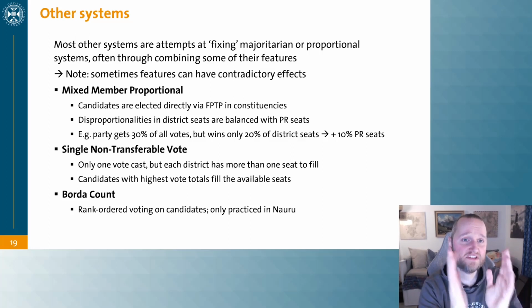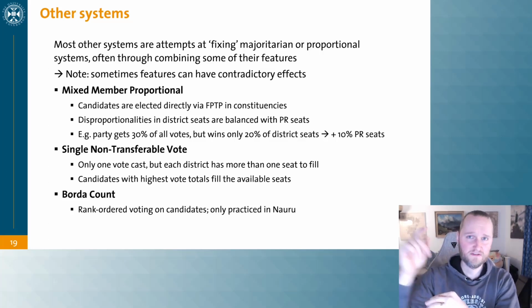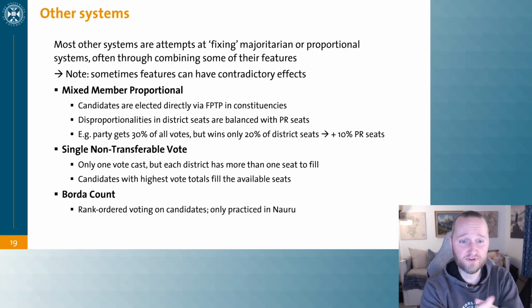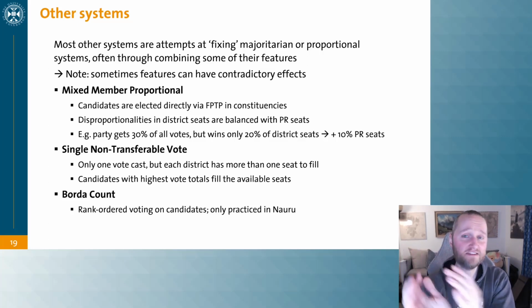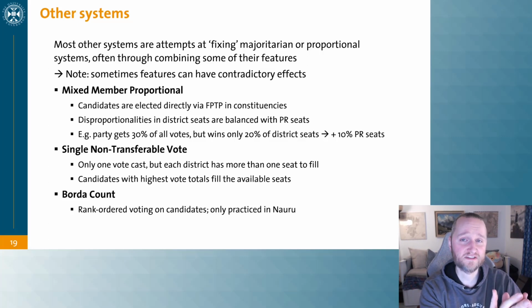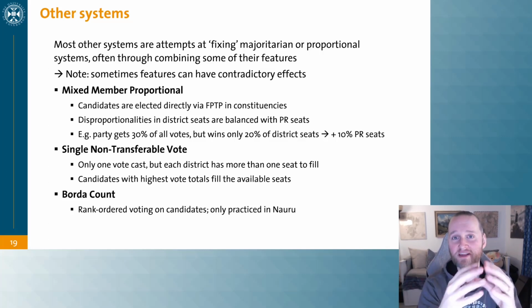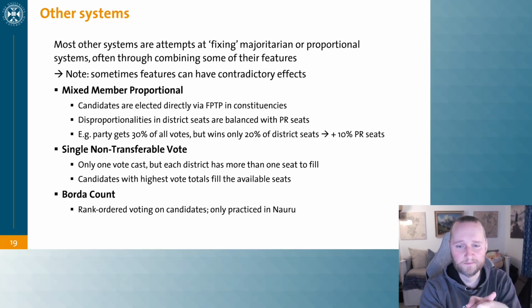But then once you're done with seating all the candidates that won their district, you look at whether any party has received a larger number of secondary votes, party votes, than the share of the seats it has received already. So for example, you could have a party like in this bullet point here that gets 30% of all secondary party votes, but its candidates were only able to win 20% of all districts. Then in a mixed member proportional system, they would get basically 10% additional seats in parliament to make up the difference and to bring them up to that 30% overall that they got of all the votes.